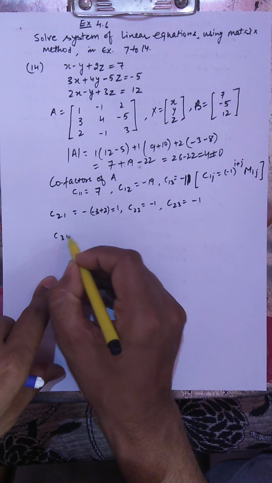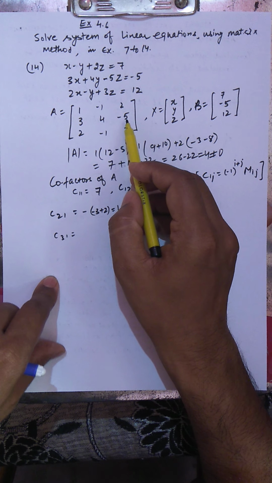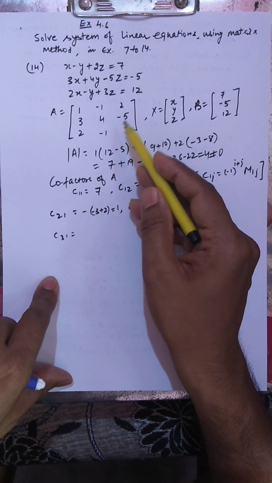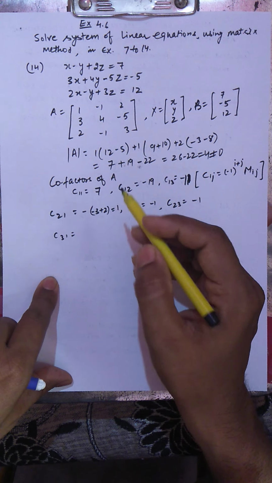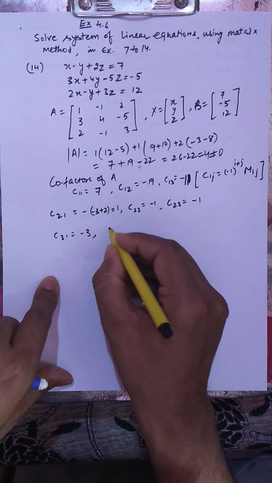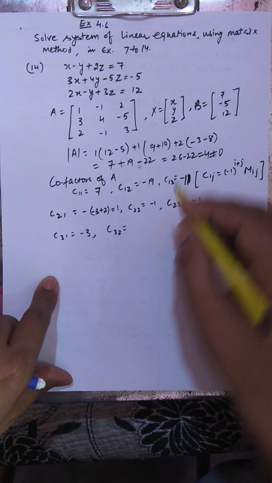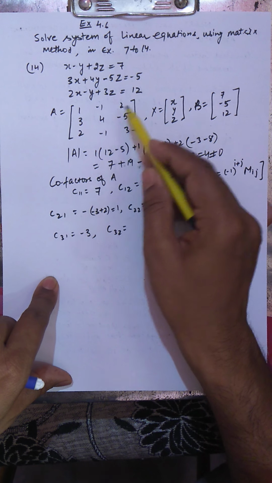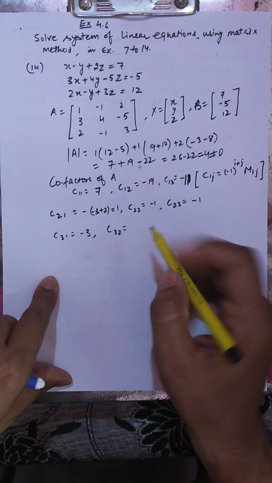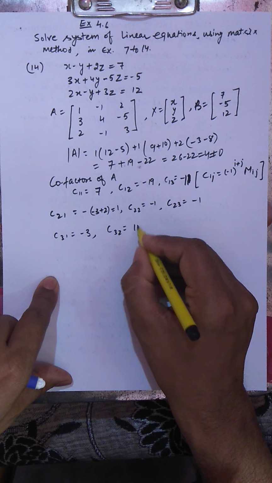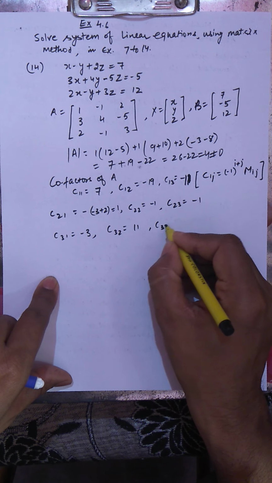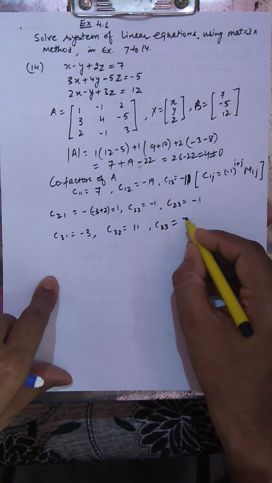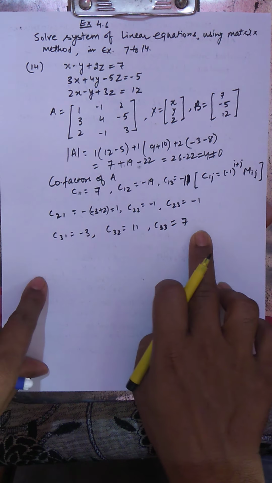So C31 now, C31 is minus plus, this is 5 and 4 times 2 is 8. So 5 minus 8 is minus 3. C32 will be this, and this goes minus 5, and this is minus 6. Minus 5, minus 6, minus 11, but this is a negative position, so it becomes plus 11. C33 will be 4 plus 3, which is 7. So these are the cofactors.